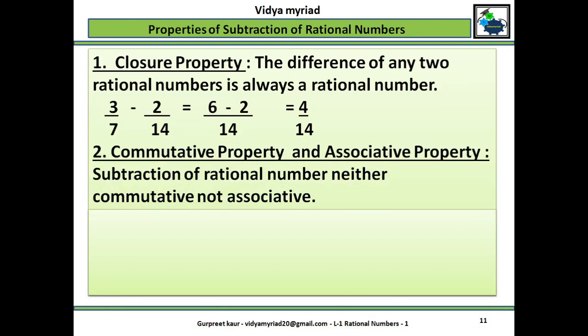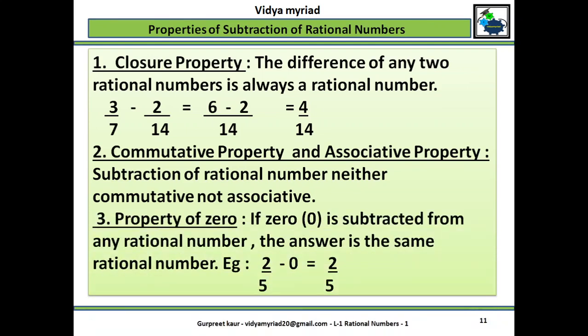Now, but here if you see, commutative and associative property does not hold in the subtraction. What does it mean? For example, I say 3 minus 2. 3 minus 2 is 1. If I change its order, I say 2 minus 3, it will be minus 1. 1 and minus 1, both are not the same. They are totally different. So, by this example, it is clear that this property doesn't hold in the case of subtraction.